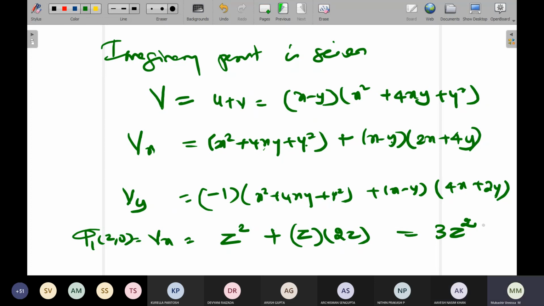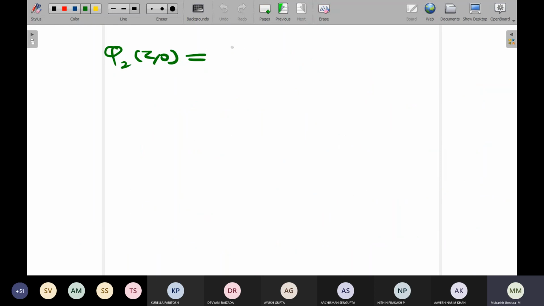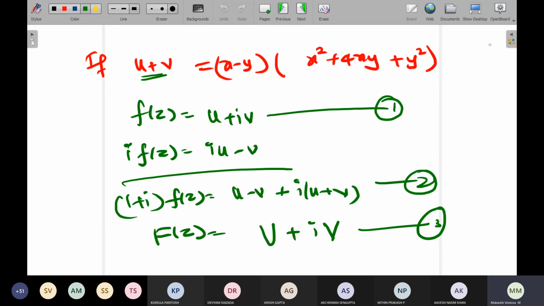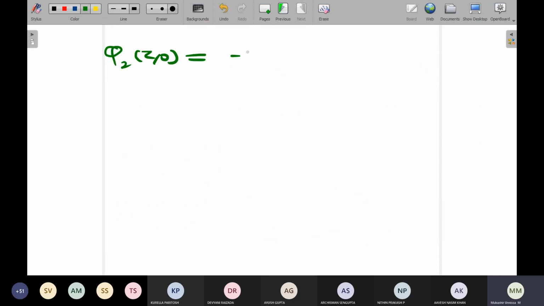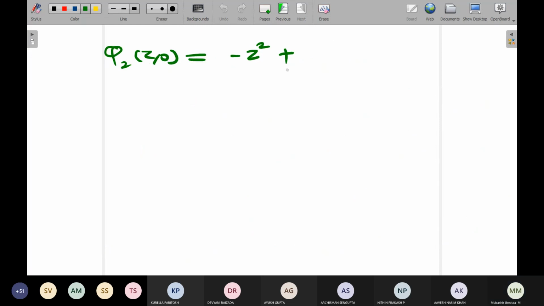Let us check now. So Vx, Vy, we got it. Then we'll move on to pi 2 of z comma 0. What is pi 2 of z comma 0? Pi 2 of z comma 0 is Vy, right? So in the place of that, you write it, you'll get z square. This will become 0. This will become 0. So you'll get minus z square. The next term will become z minus 0 into 4z, so plus 4z square, which is equal to 3z square again.